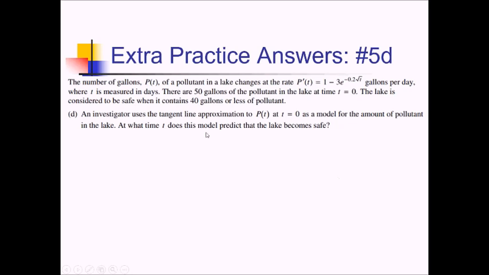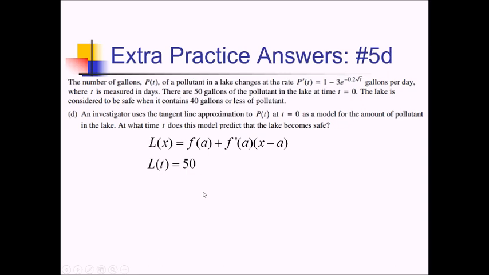For this last part of the problem, an investigator uses the tangent line approximation to p of t at t equals 0 as a model for the amount of pollutant in the lake. We want to know at what time this model predicts the lake becomes safe. So in general, I'm going to use my tangent line approximation formula. L of x equals f of a plus f prime of a times x minus a. In this case, a is going to be 0. That's the launching off point for your tangent line, which they said was time 0. So f of a is really f of 0, which is the amount of pollutant in the lake at time 0. That's 50 gallons, so we've got 50 there.